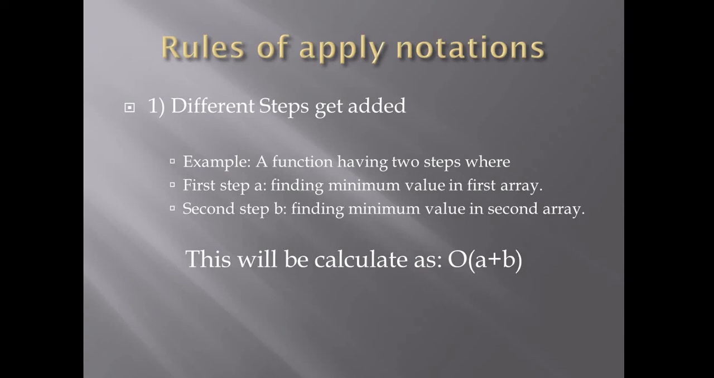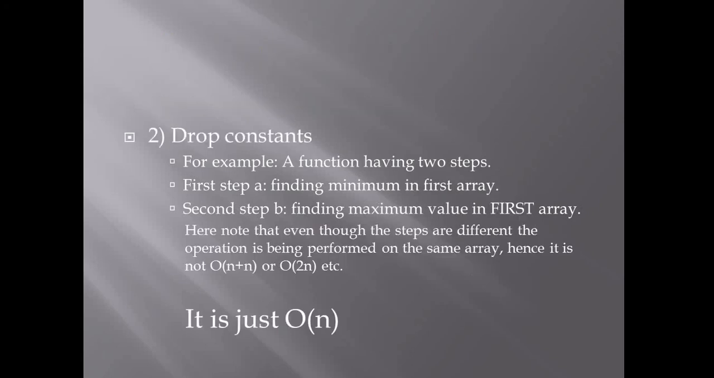So we cannot just have O of A plus A or O of n plus n, or O of 2n, anything like that. So that's O of A plus B. The next rule would be drop constants. For example, a function has two steps, where step A is finding the minimum in the first array, and step B is finding the maximum value in the first array again.